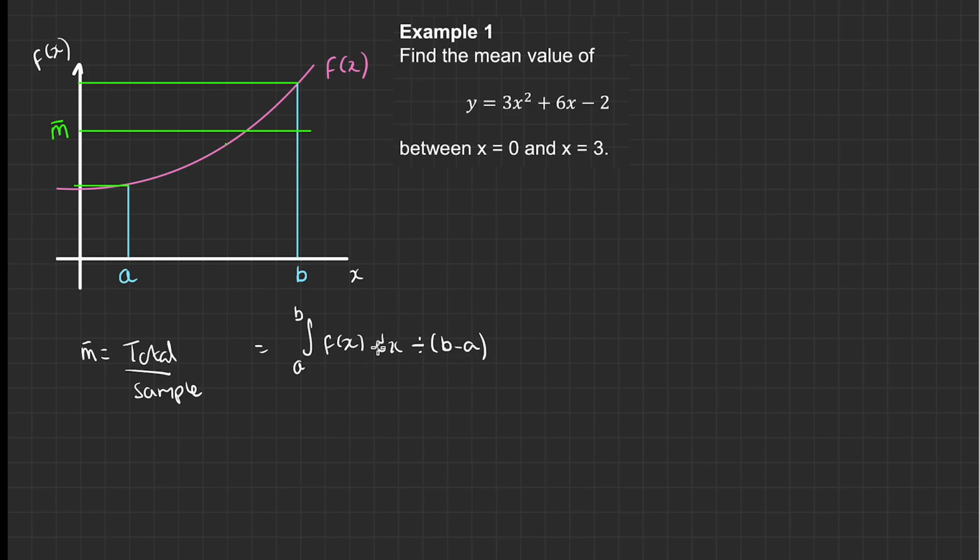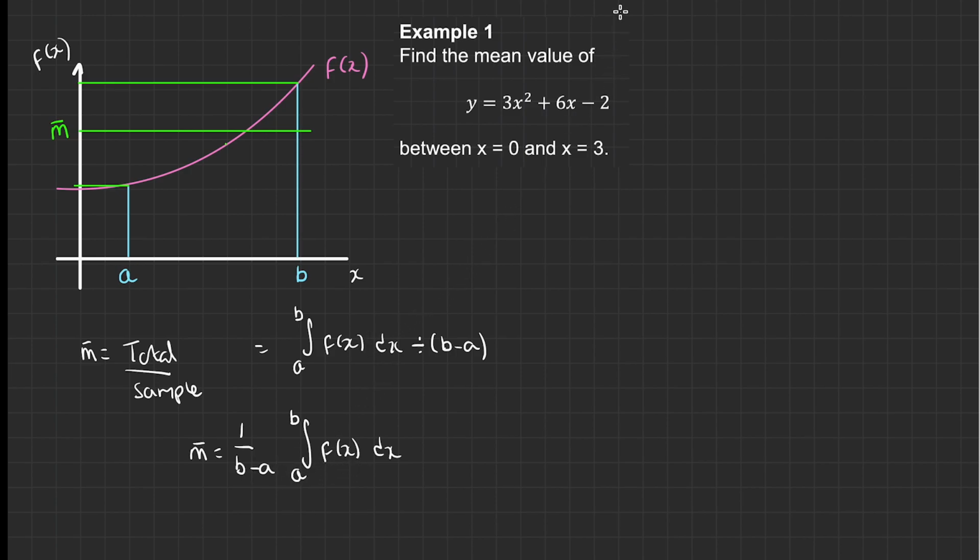And we can write this a little bit simpler, where the mean value, m hat, will be 1 over b minus a multiplied by the integral of a to b of f of x with respect to x. So this is the formula to work out the mean value of a function.